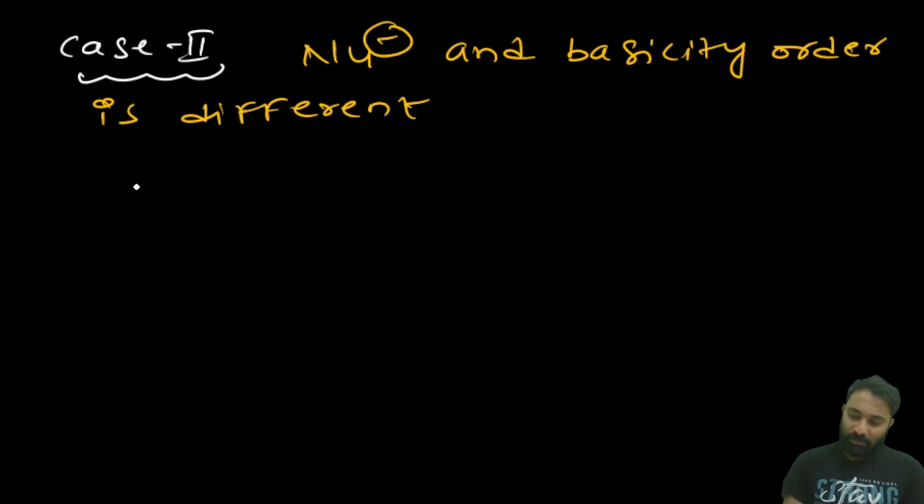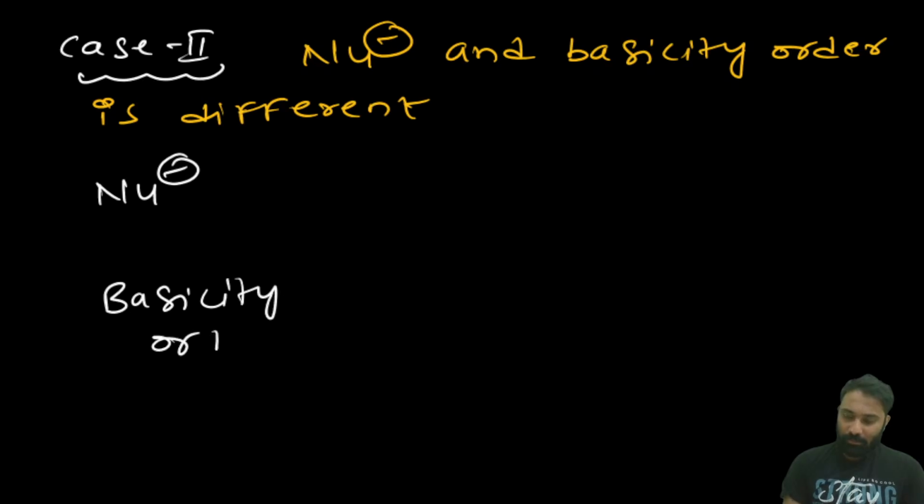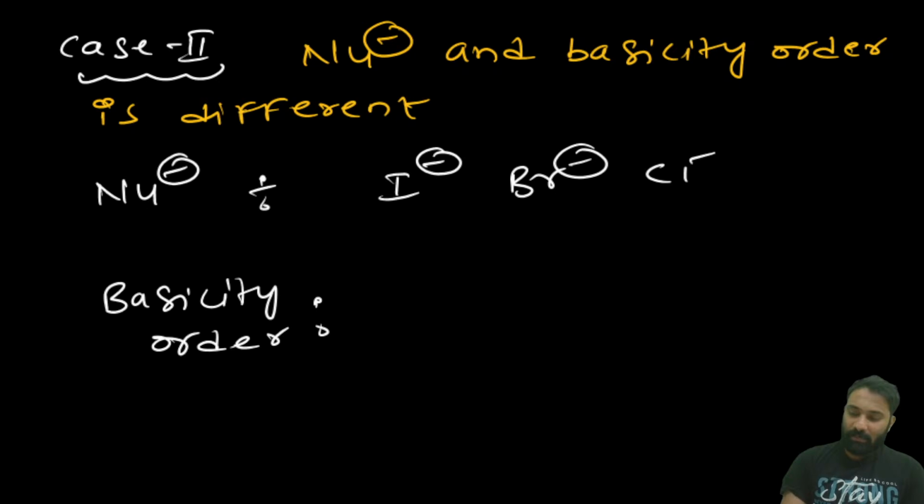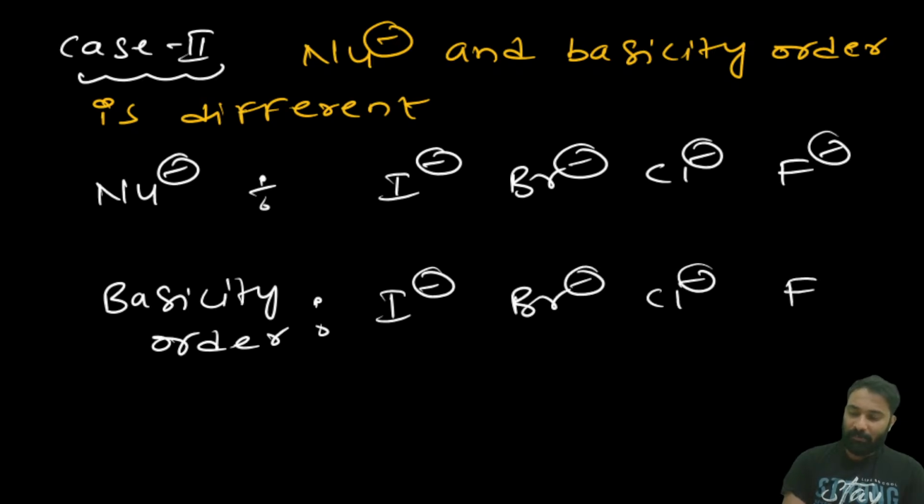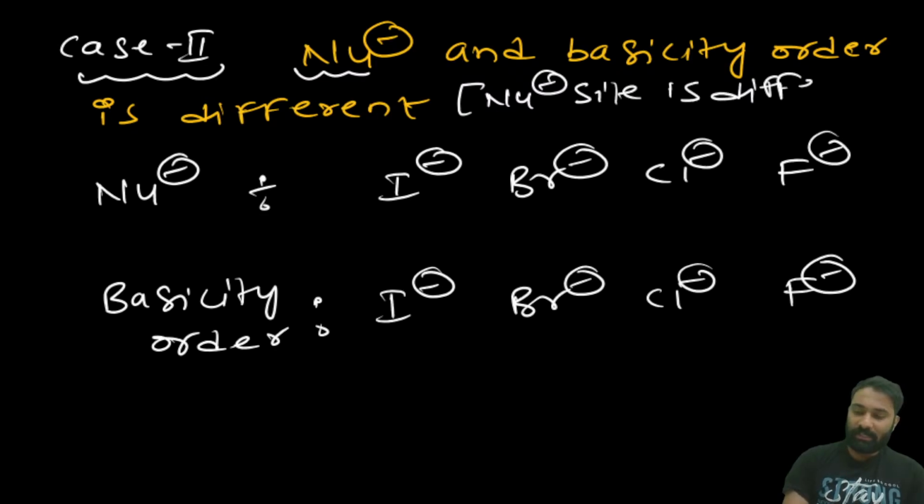Here you see, suppose I minus, Br minus, Cl minus and F minus. Nucleophilicity order for the I minus, Br minus, Cl minus and F minus, and basicity order for the I minus, Br minus, Cl minus and F minus. Can anyone say what is the nucleophilicity order and what is the basicity order for this one? Here the nucleophilicity site is different.